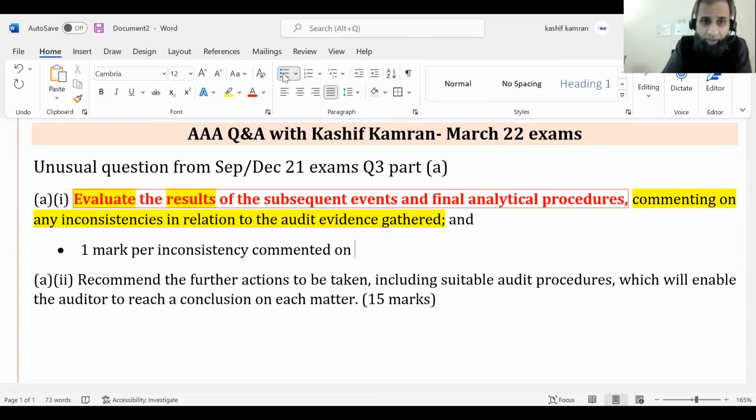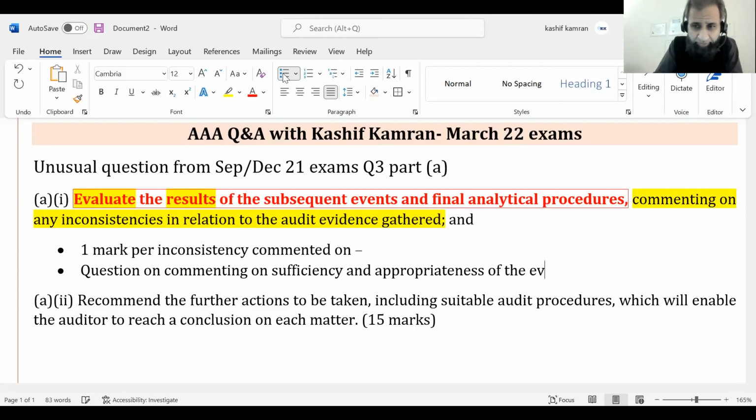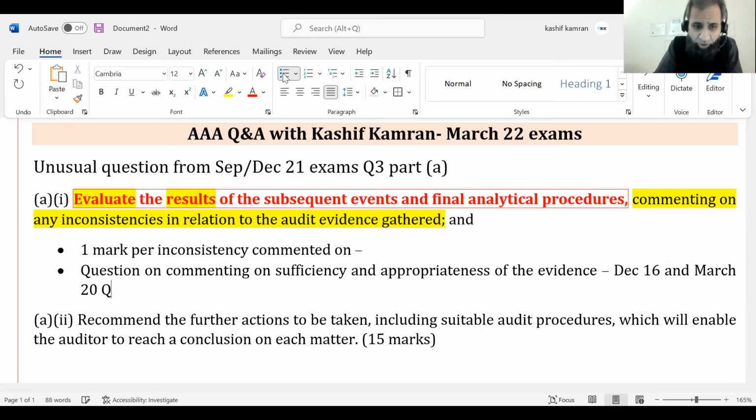So you have 1 mark per inconsistency commented on. So that's number 1. Now, a question on commenting on sufficiency and appropriateness of the evidence was there in December 16 and March 20, question number 2.